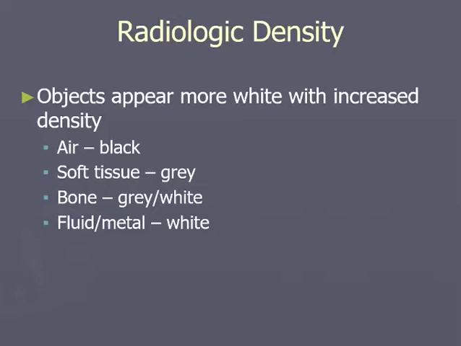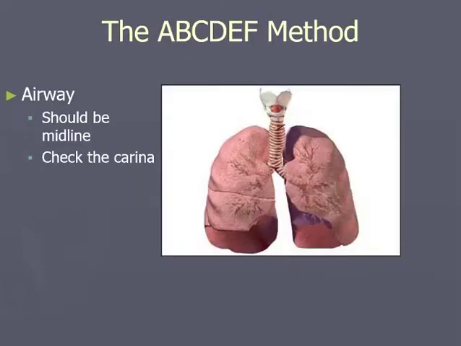So air, or an air-filled container like your lungs, will typically be black. Whereas if you have soft tissue, like over your heart shadow, that will be shades of gray. Bones, the denser the bone, the more white it will be, and they typically turn up as gray. If you have something very dense, such as fluid or metals, like a pacemaker, they absorb much more of the energy, developing less of the film, and will turn up white.